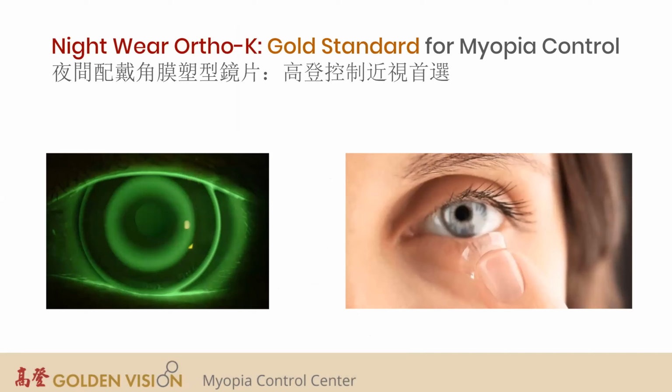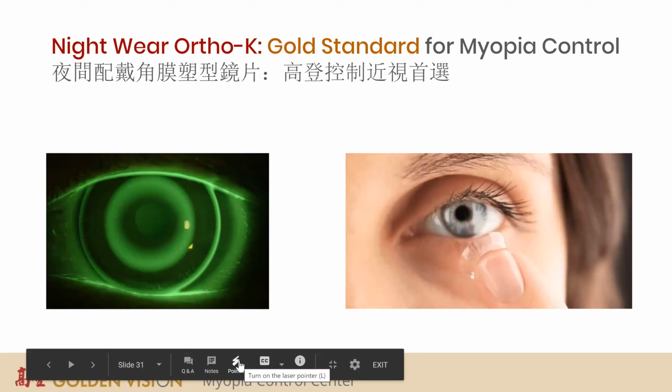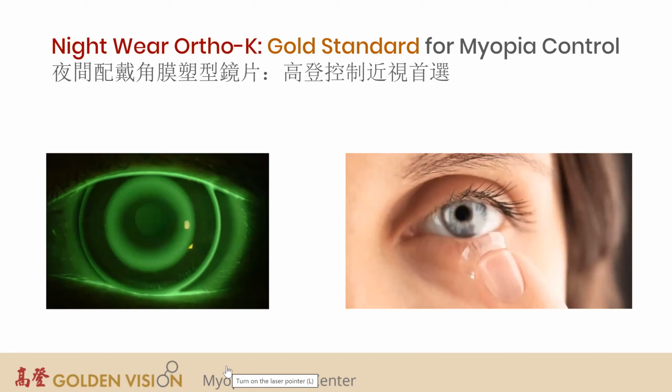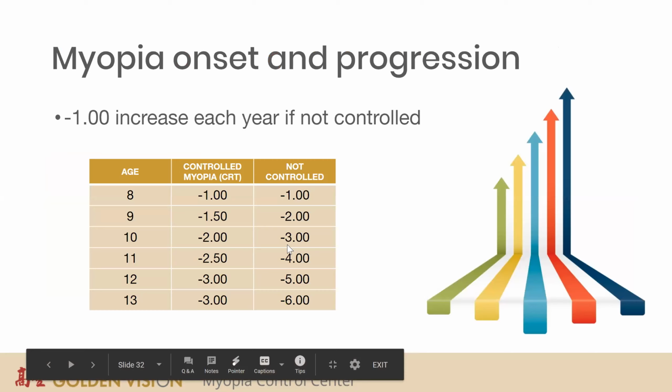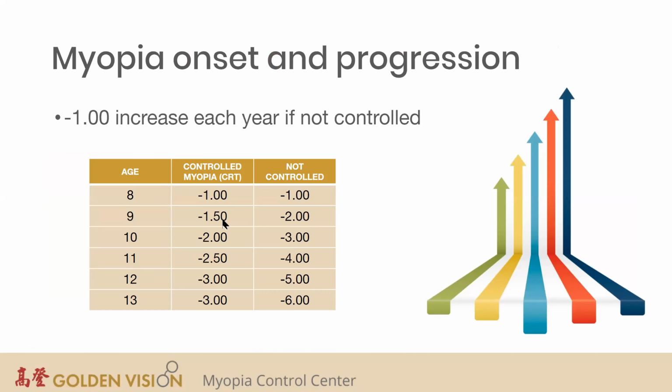Another way, which is probably the gold standard of myopia control, is night wear Ortho-K lenses. Some of our audience's children are already using these lenses, which you wear at night. Because they change the shape of the cornea, your child sees perfectly clear the next day. It's very, very effective. The children like it because they don't have to wear glasses. But the beautiful part about it is that it really slows down the myopia increase.